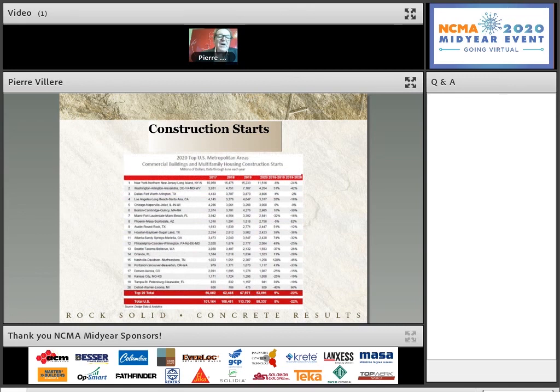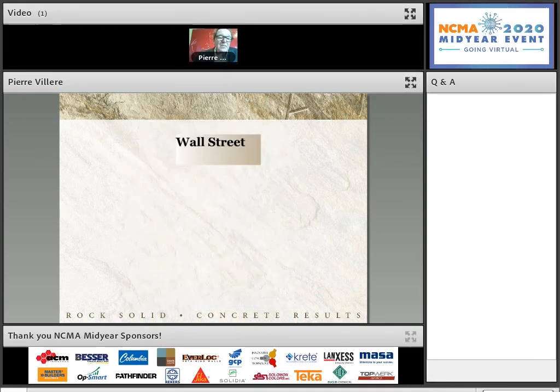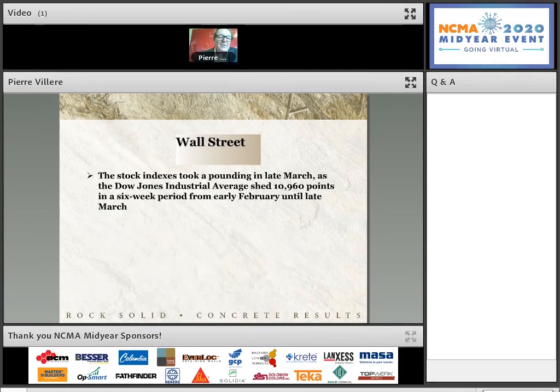This is a very, very difficult chart to read, so I would encourage you to read it in detail on construction starts, and it's from our friends at Dodge Data and Analytics. It is the most up-to-the-minute information available on a by-market basis. And again, you can get a good look at it in the presentation after today's session.